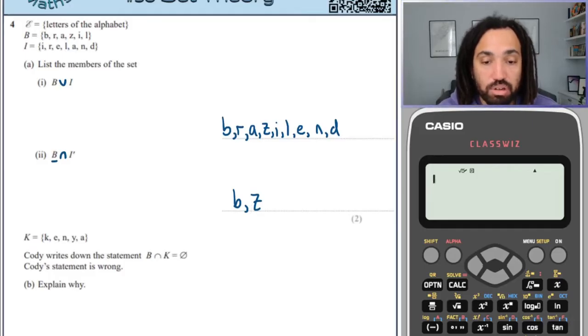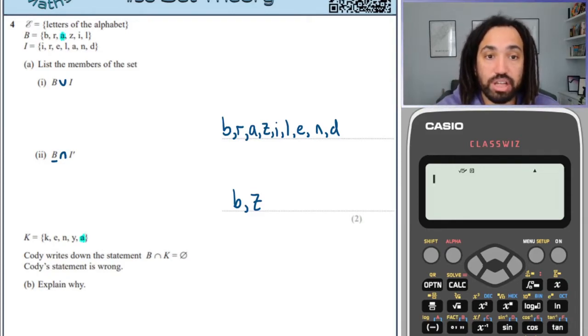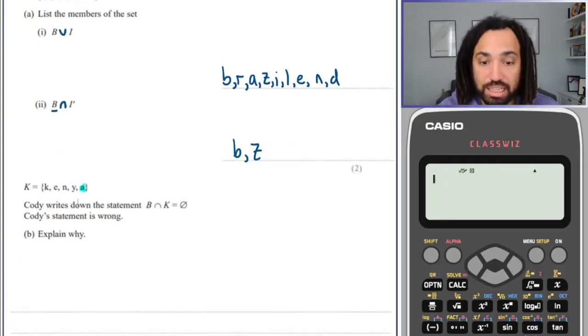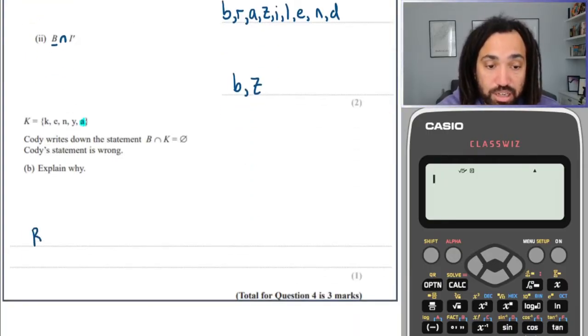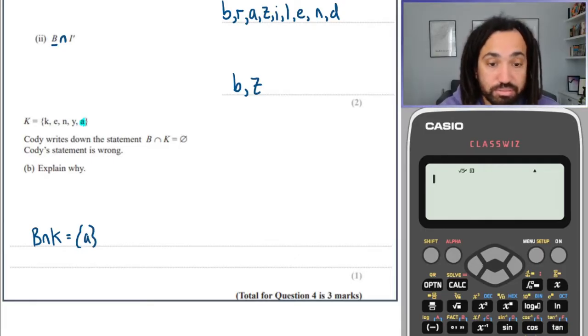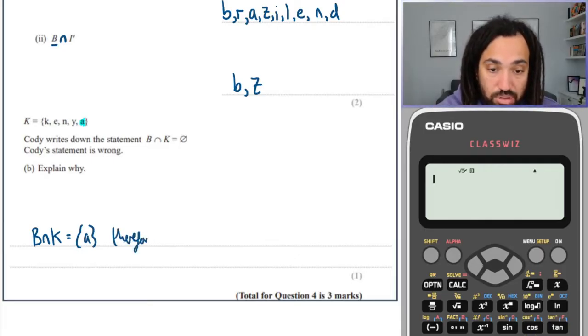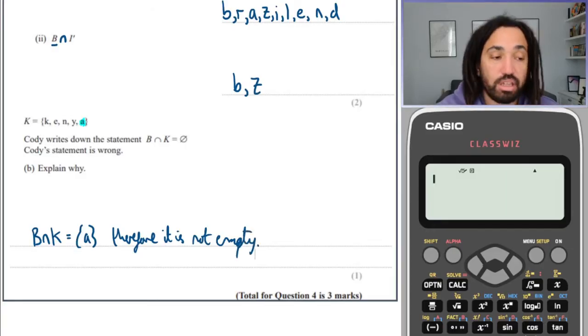Well, it would be wrong if there was an element which is in B and K, and that element is A. We've got an A here and we've got an A here. So for that reason, the set of B and K is not empty, and we can simply write B intersection K is equal to A. And therefore it's not empty, like Cody suggests it is. Unlucky Cody.